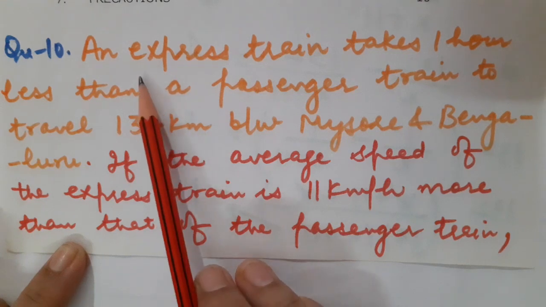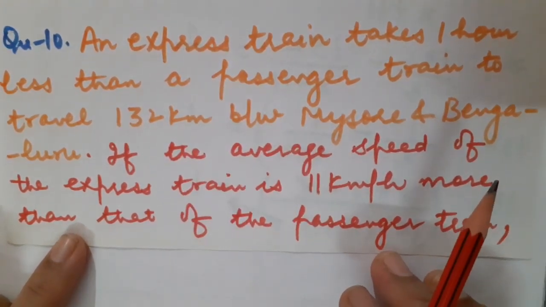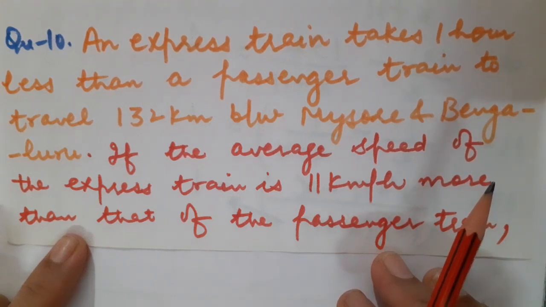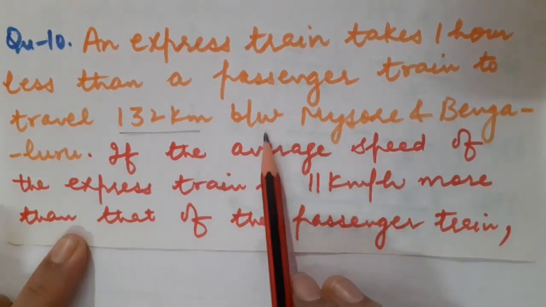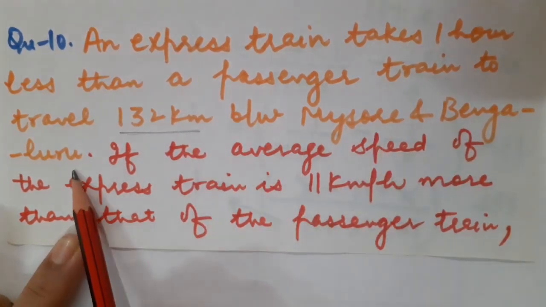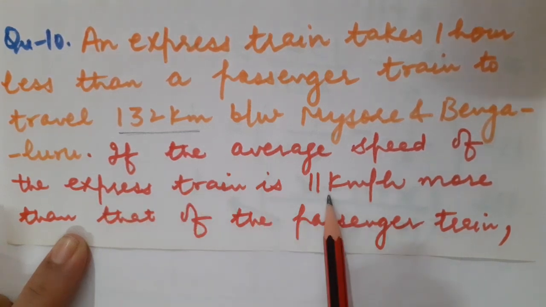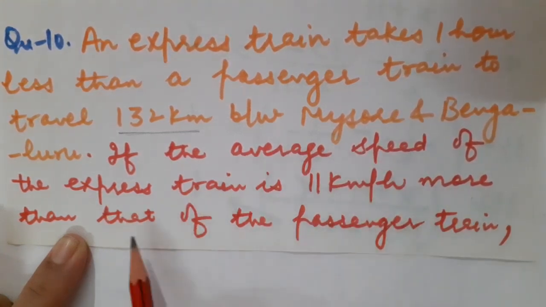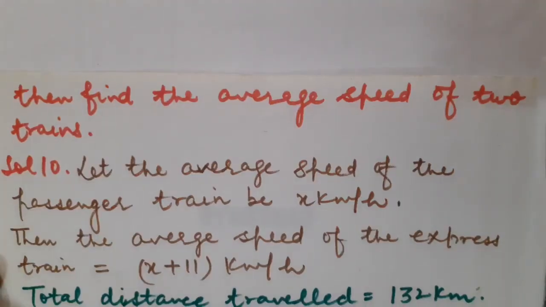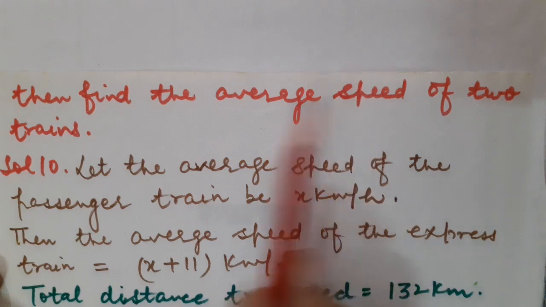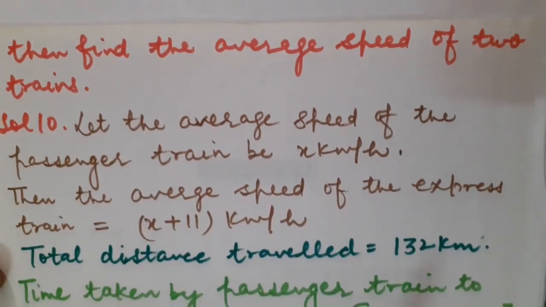An express train takes 1 hour less than a passenger train to travel 132 km between Mysore and Bengaluru. If the average speed of the express train is 11 km per hour more than that of the passenger train, then find the average speed of the two trains. Correct, children? So let us start its solution.